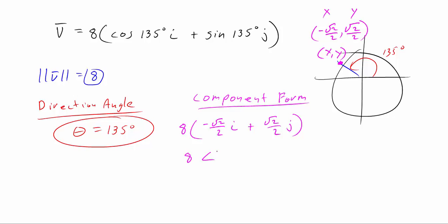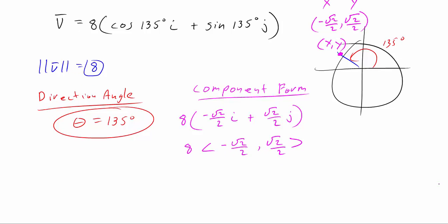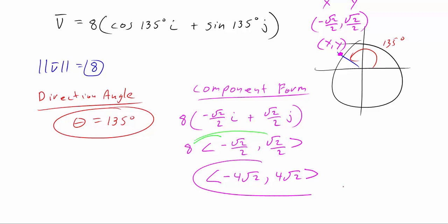That would be like stating this as negative square root of 2 over 2, positive square root of 2 over 2. If we want to write it here without the i and j, we could certainly write it as this component form. And now if we multiply by the 8, we're going to distribute the 8 to both pieces. And in doing so, the 2 on the bottom, if we take 2 into 8, that's 4. So we would end up with negative 4 square root of 2. And then again, the 8 and the 2, that's going to give you a positive 4 square root of 2. So here we have the component form of this particular vector.